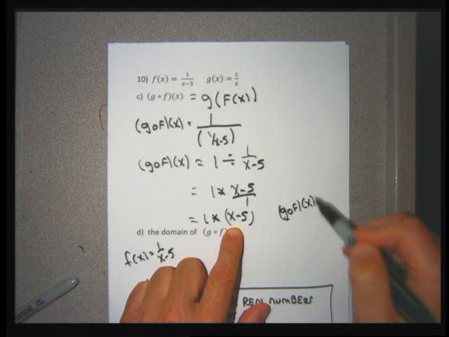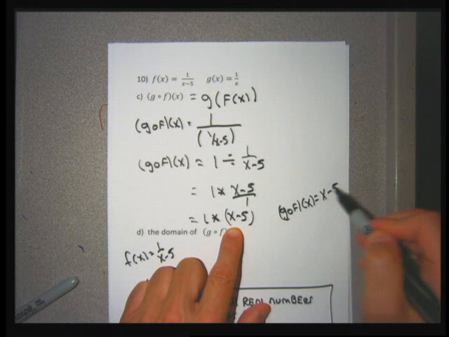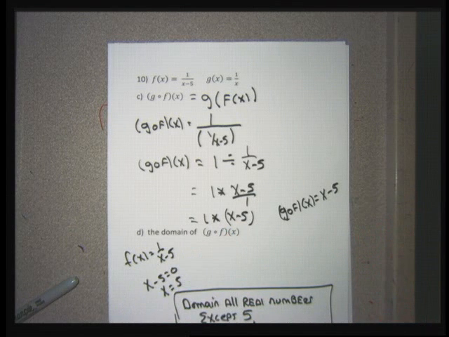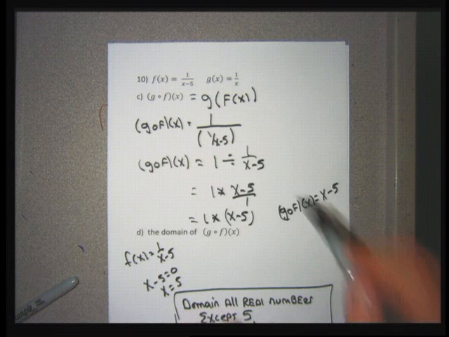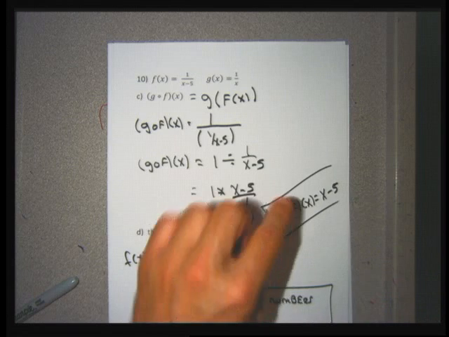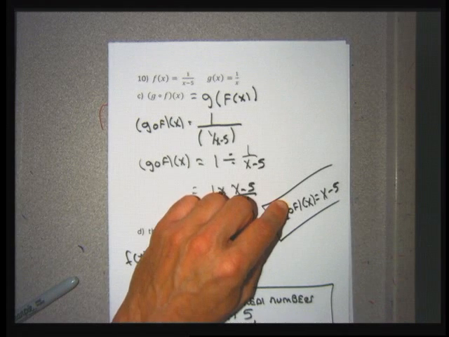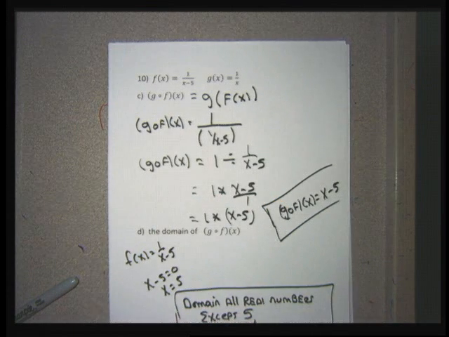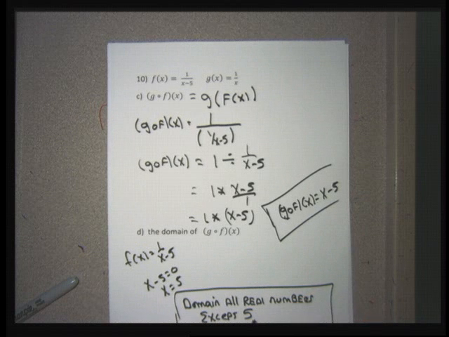G composed with f of x is just x minus 5, or x minus 5 over 1. So this is the answer to part C. And surprisingly, because this isn't a fraction, I don't have another number to exclude, and there's only one number to exclude from the domain. So it's going to be all real numbers except 5.